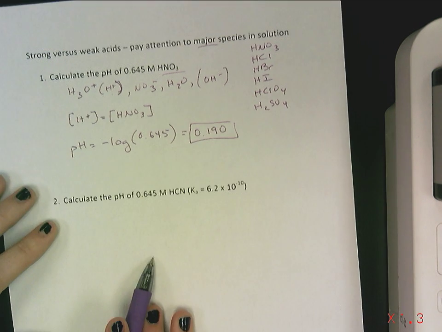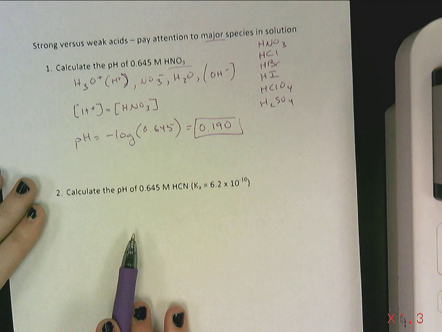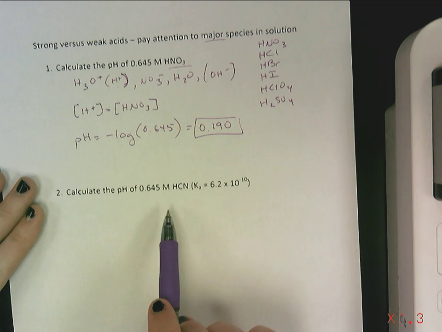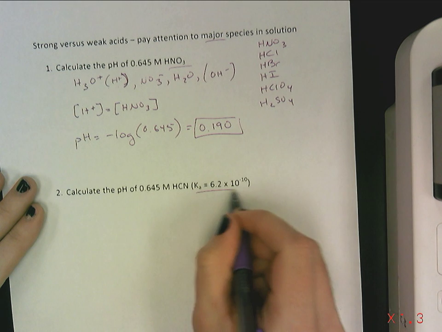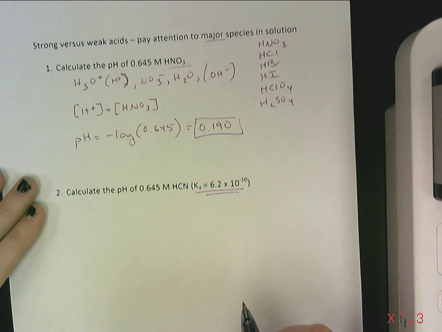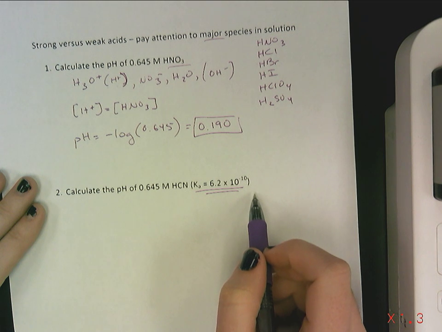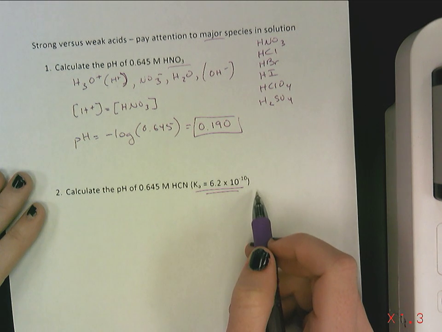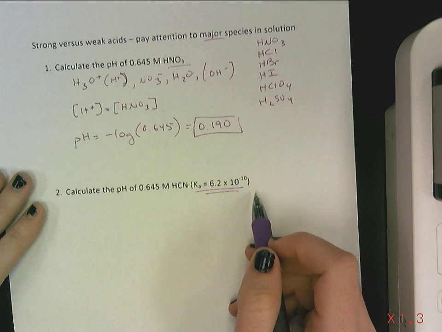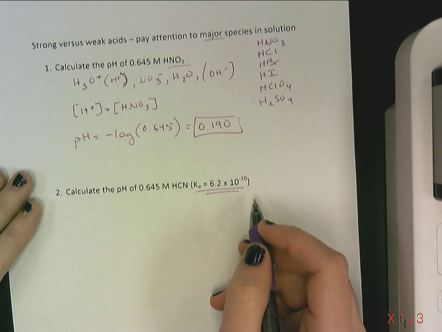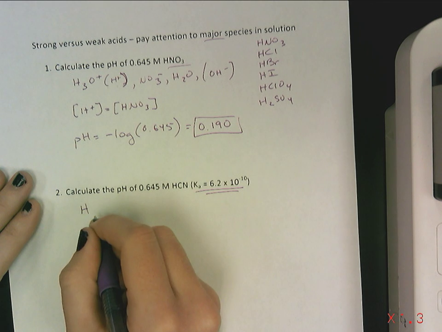Now with my HCN, it becomes a little bit more complicated, because I look at this list, and I say HCN is not on there. My other clue here is that I have a Ka, and it is not a big Ka. That's 6.2 times 10 to the negative 10th. That means that at equilibrium, there's many more reactants than products. What equilibrium reaction are we talking about?